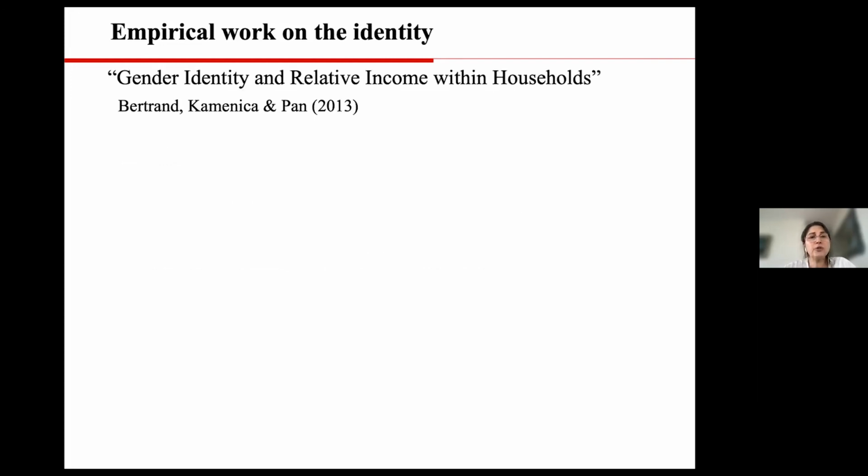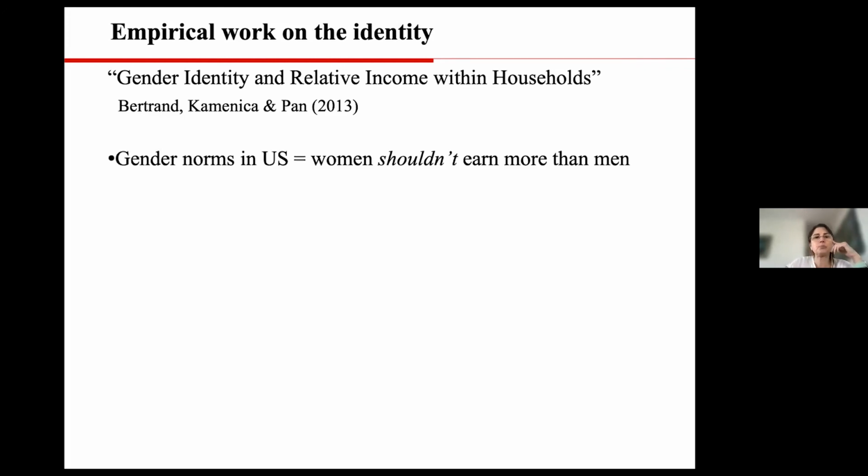Okay, the first one is gender identity and relative income within households. This is looking at income inequality within a household. So this is a test of the idea that there are gender norms in the United States where women should not earn more than men. Though I talked in the chat about whether this may be different. This could be ethnicity specific, but overall there's this gender norm that women should not earn more than their husbands.